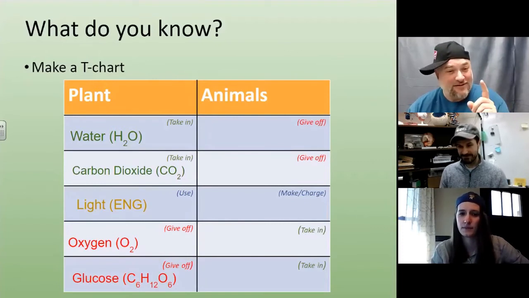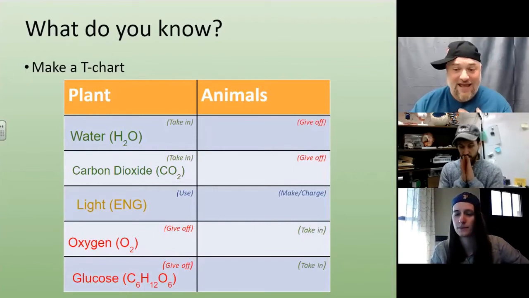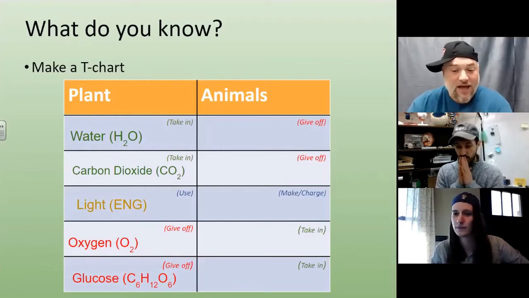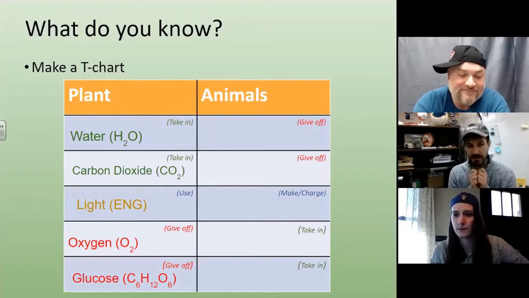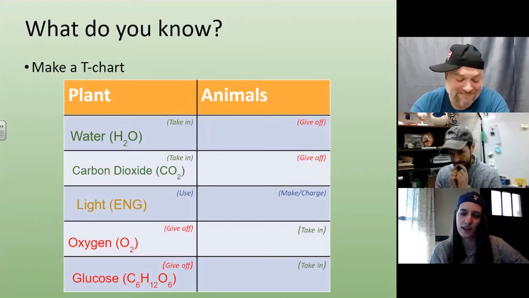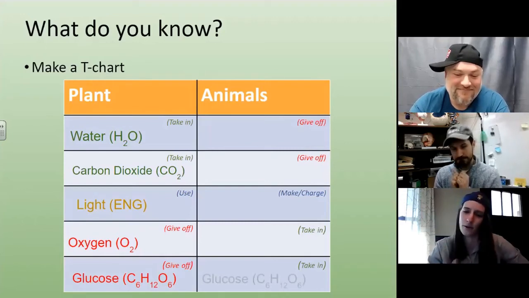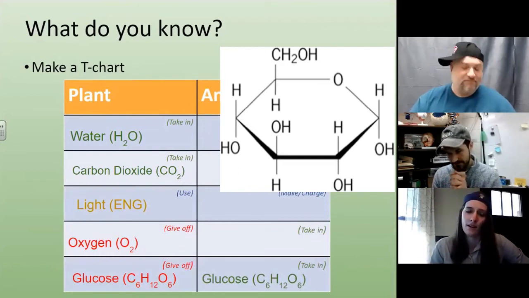Now, it gets interesting when we take a look at what we do. What do we take in and give off? What's something that we need to take in, you guys, if we want to survive? Well, as we just discussed, we're plant murderers, so we're definitely going to take in some of the delicious food from plants. So probably some glucose. Yeah, glucose and other food molecules.